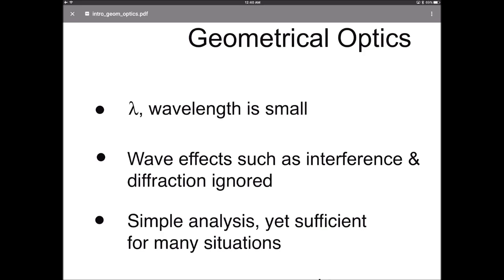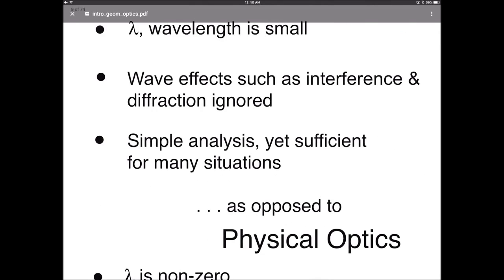That's the first assumption. The second one is that wave effects such as interference and diffraction are ignored. This we can do as long as the first assumption holds, that the wavelength of light is much smaller compared to the dimensions of the optical elements that it interacts with.